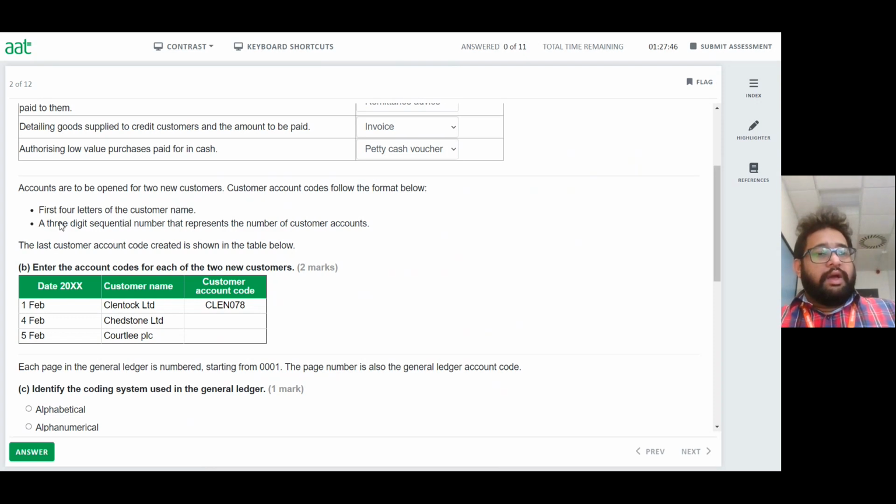No, that's fine. The first 4 letters of the customer's name and the 3-digit sequential number that represents the number of the customer account. So if you look at that here, you have the customer account number 078, which is the 3-digit sequential number. So therefore, any customer after that will be 079 and 080. But the first 4 letters will be the customer's name. For example, for Chetstone Limited, it has to be CHET, and the number is going to be 079. Okay, and the next one is COUR, and the number is 080. Once you've done that, that should be enough to identify the requirement of the customer there.